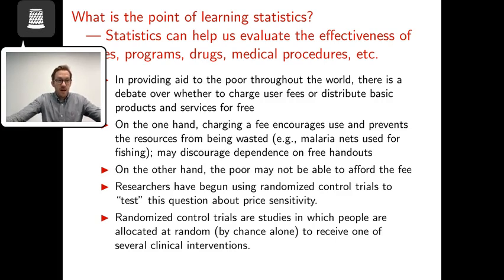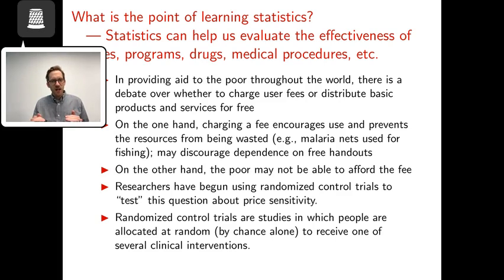And so, for example, in providing aid to the poor throughout the world, there's a big debate of whether or not we should charge user fees or just give things out for free. On the one hand, charging a fee encourages use and prevents these resources from being wasted. The often-cited example is malaria nets being used for fishing, not for keeping the mosquitoes out. And it may discourage dependence on free handouts.